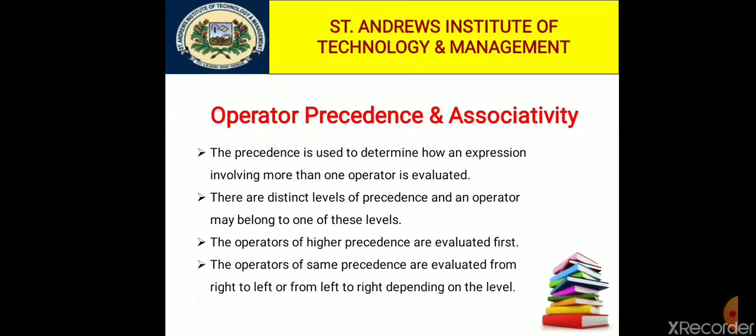Operator precedence and associativity: each operator in C has a precedence associated with it. The precedence is used to determine how an expression involving more than one operator is evaluated. If we have multiple operators of the same priority, how is it calculated? There are distinct levels of precedence, and an operator may belong to one of these levels: first, second, or third priority. The operators of higher precedence are evaluated first. The operators of the same precedence are evaluated from left to right or right to left, depending on the level. This is known as the associativity property of an operator.